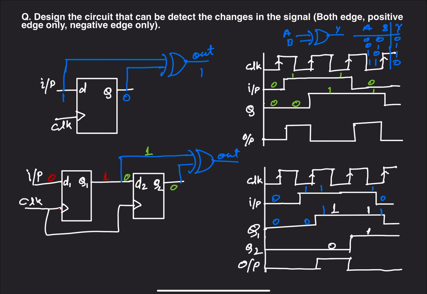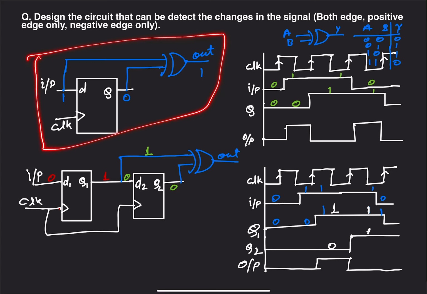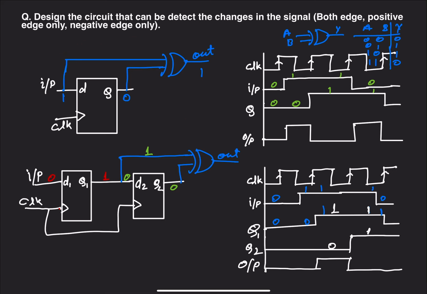And this is the circuit which detects both edges of the input signal, and this is the circuit when the input is not synchronized with the clock. So we have to add another D flip flop. If you haven't seen the previous video, please go and watch it first, and after that come to this video. This is the continuation of the previous video.